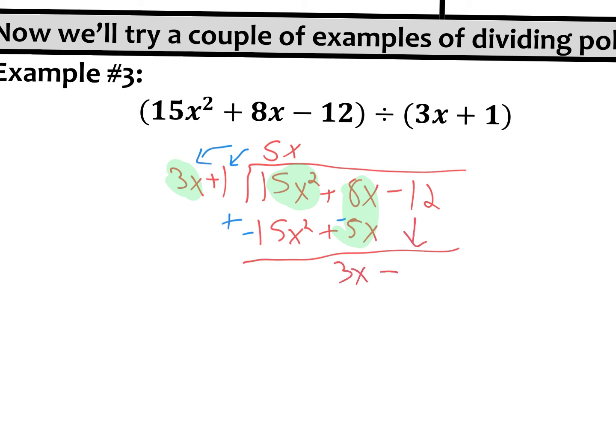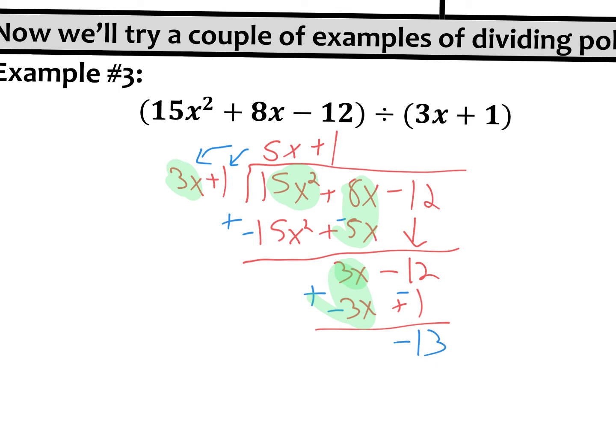Bring this down. All right, so now what do I multiply 3x by to get 3x? Well, that's going to be a 1. Now remember, I have to multiply it times both of those terms. So 3x times 1 is 3x, and 1 times 1 is 1. I'm subtracting, aka adding the opposite, so plus negative, negative. The 3x's are gone, they're eliminated, and then negative 12 plus negative 1 is negative 13.